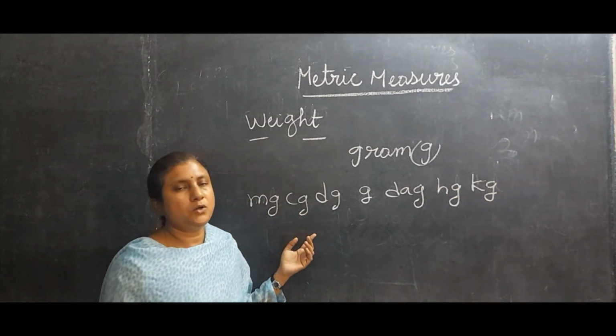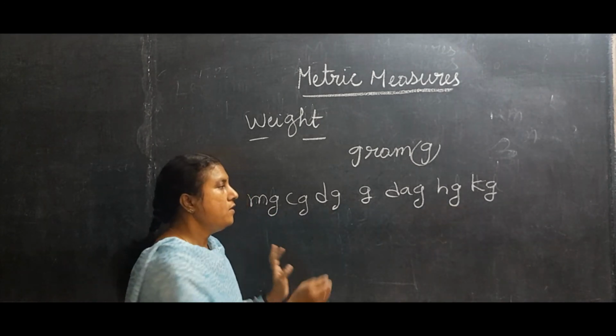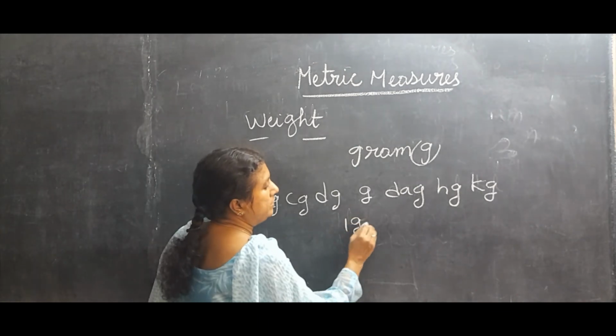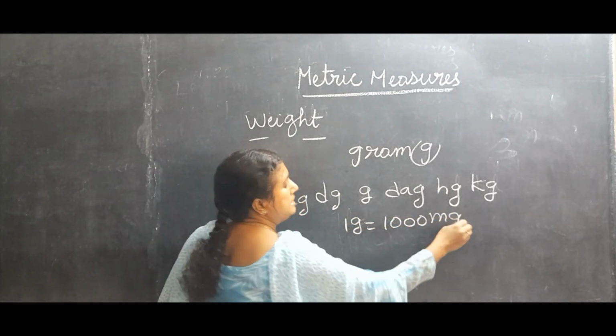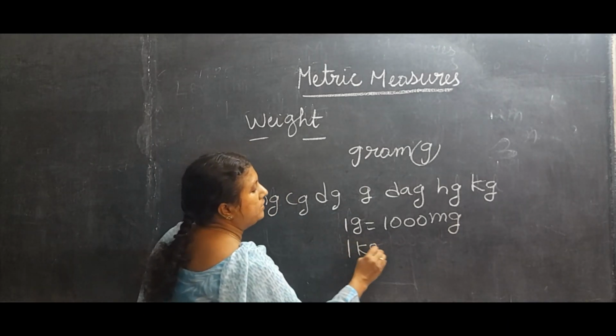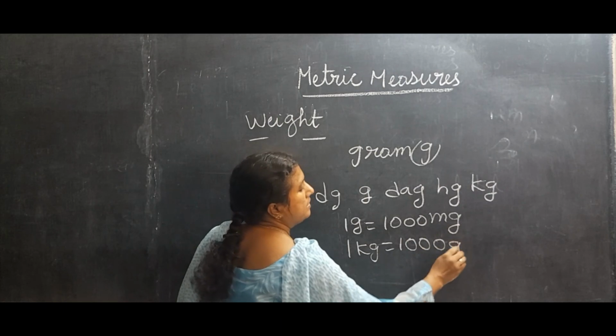Now we are going to know about gram, milligram and kilogram. 1 gram will be equal to 1000 milligrams. Similarly, 1 kilogram will be equal to 1000 grams.